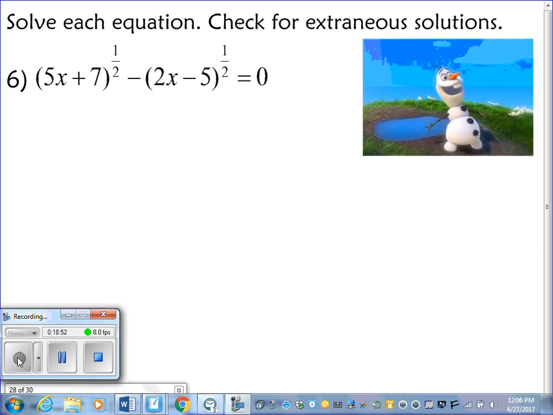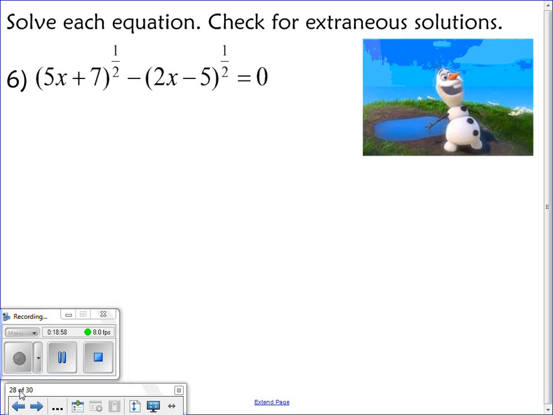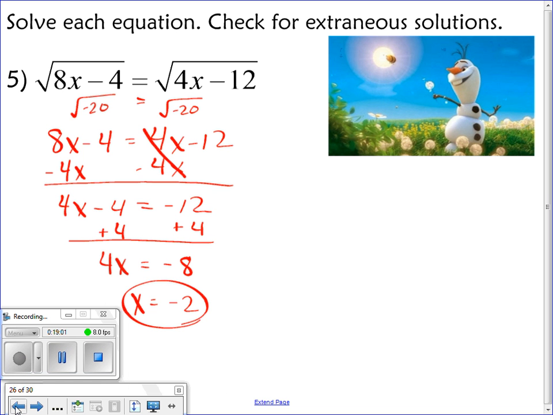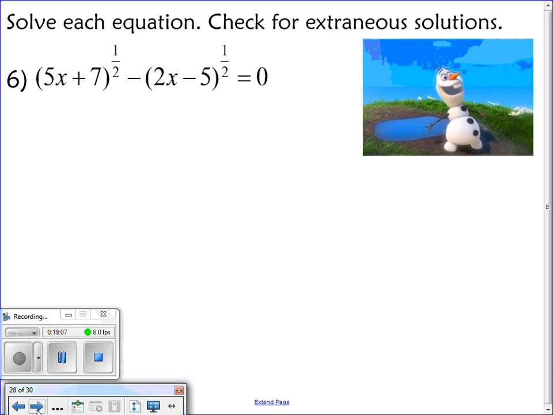5x plus 7 is the same as 2x minus 5? No, they're not the same. They're different. So what happens is we need to make this look more like what we had back here, where we had one on one side, one on the other. Each one was by itself, right? That's kind of where we need to go with this.